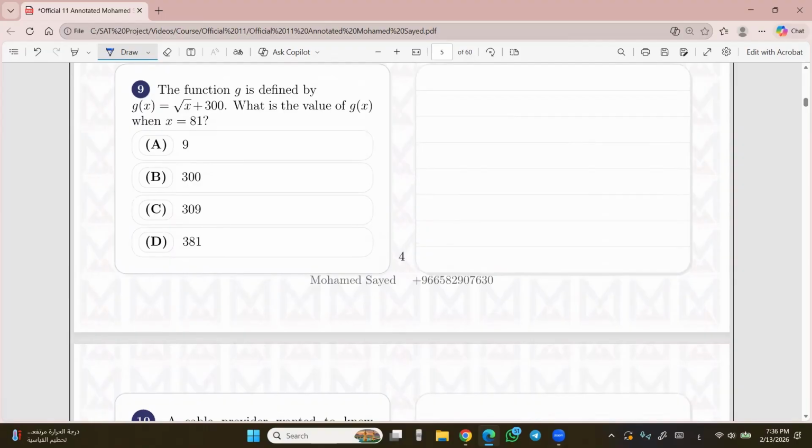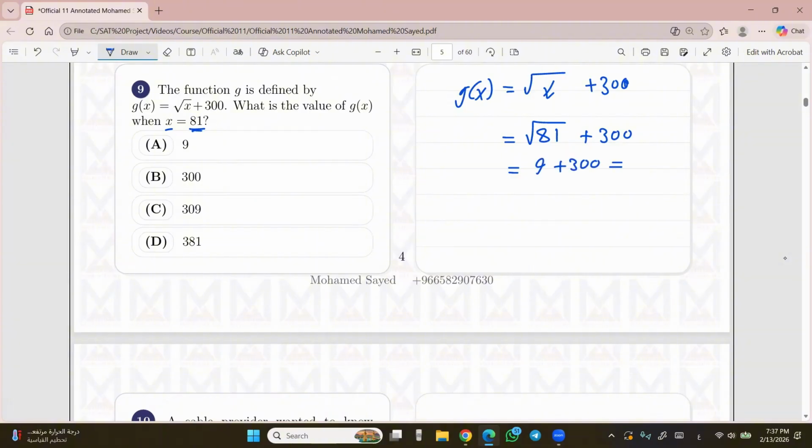Question 9. The function g is defined by this. What is the value of g of x when x is equal to 81? So g of x is equal to the square root of x plus 300. We just replace x by 81. So the answer will be the square root of 81 plus 300. Be careful, the 300 here is outside the root. So we can say that square root of 81 is equal to 9, and then we add 300. So 300 plus 9 is equal to 309, which is letter C.